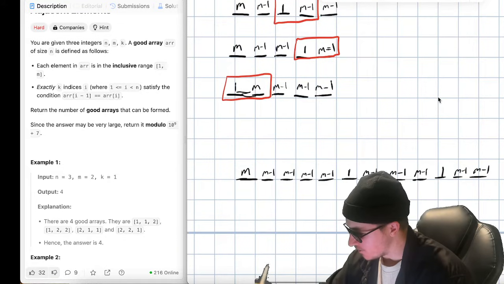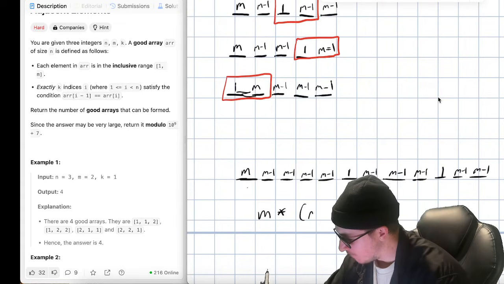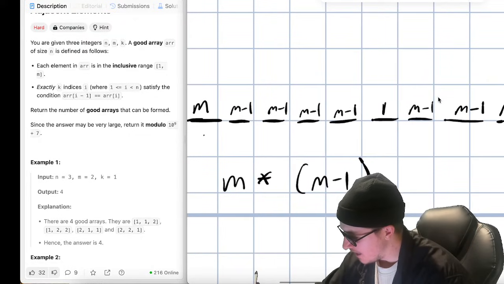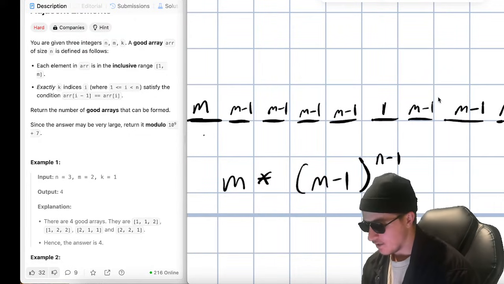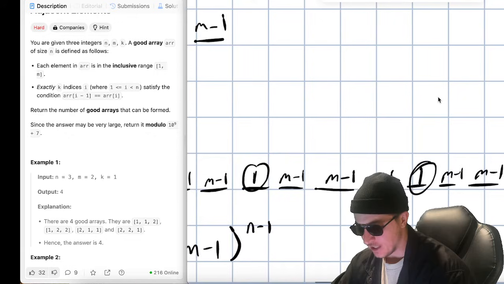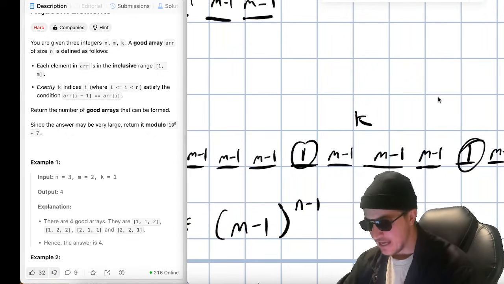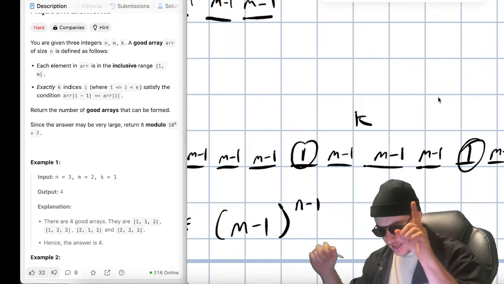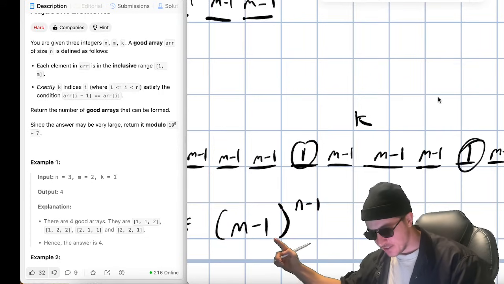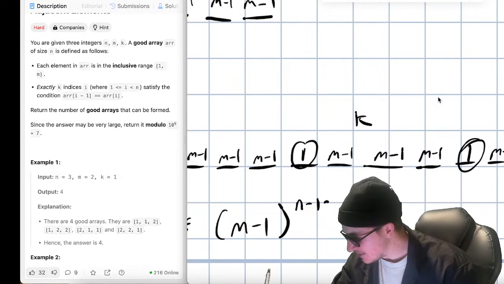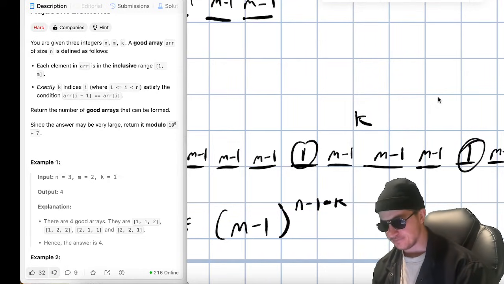So in total here, there's still this m factor, multiplied by what? Multiplied by m minus 1. But how many m minus 1s are there? Well, there's n minus 1 elements total. But how many of those have now been replaced by these 1s because they correspond to those adjacent elements that have to be equal? Well, there's k examples of that. So there's n minus 1 total m minus 1s, but there's k places where it's just a 1. So you need to subtract out those k places.